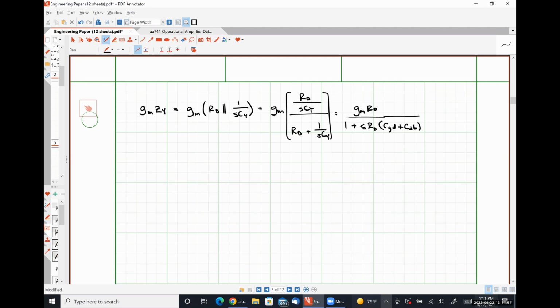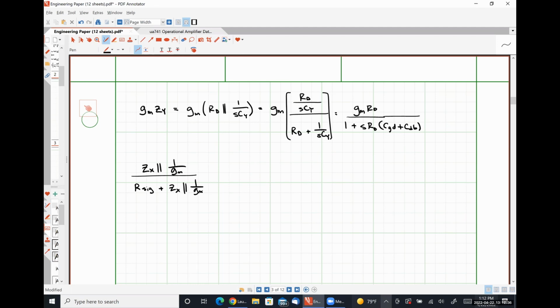For the other portion, the voltage divider portion of our transfer function, it's going to take a bit of work. So we have ZX in parallel with 1 over GM, divided by R sig plus ZX in parallel with 1 over GM. Okay.